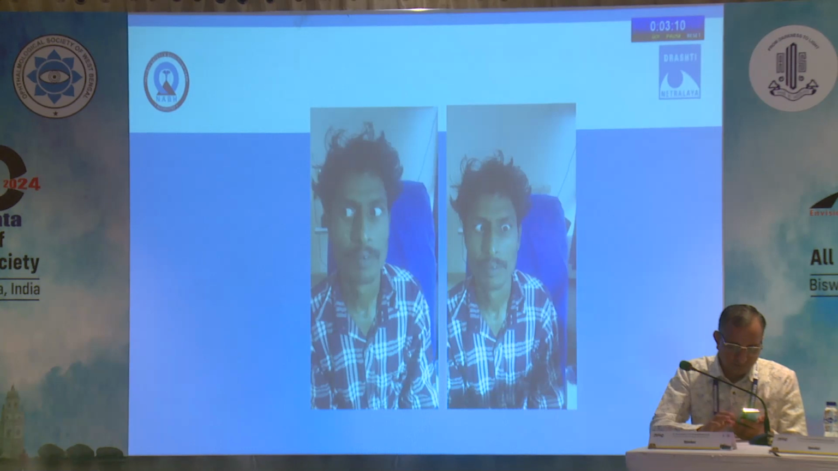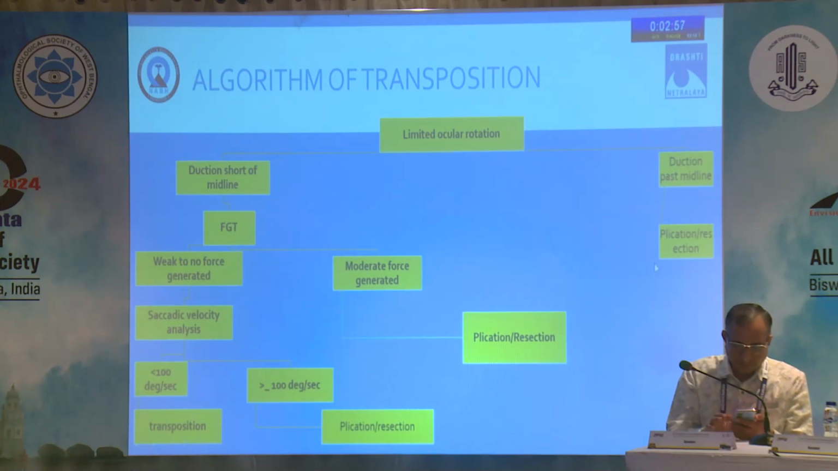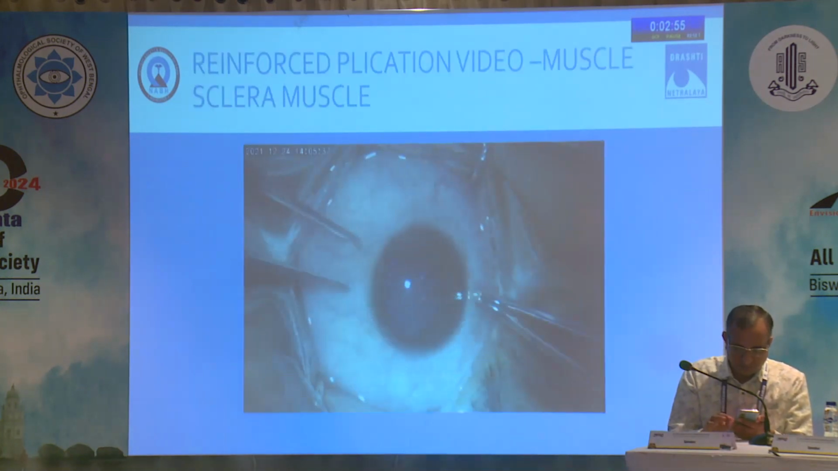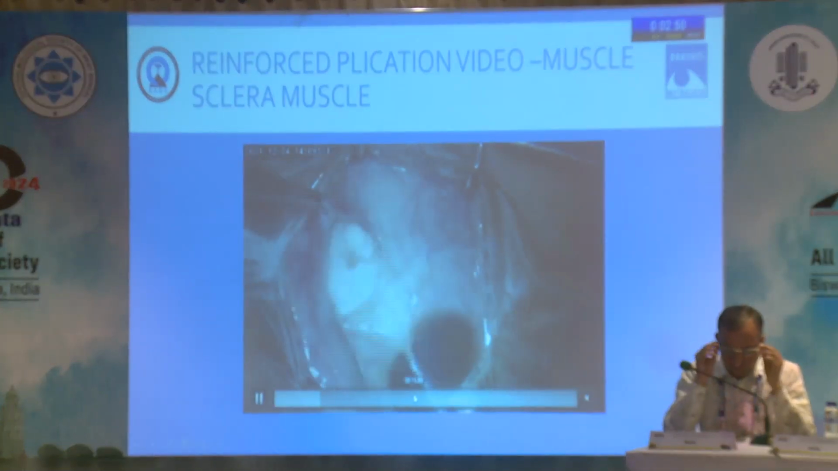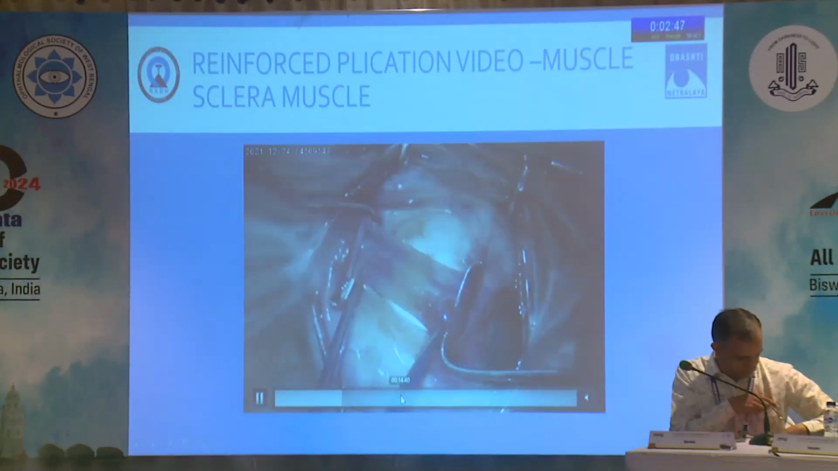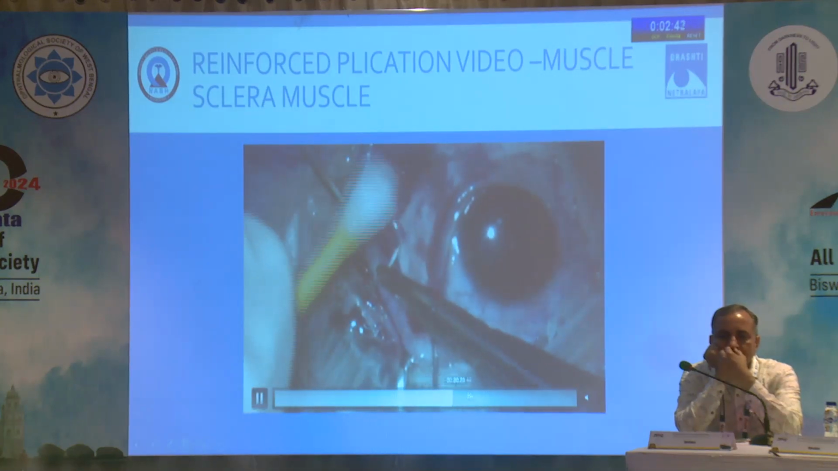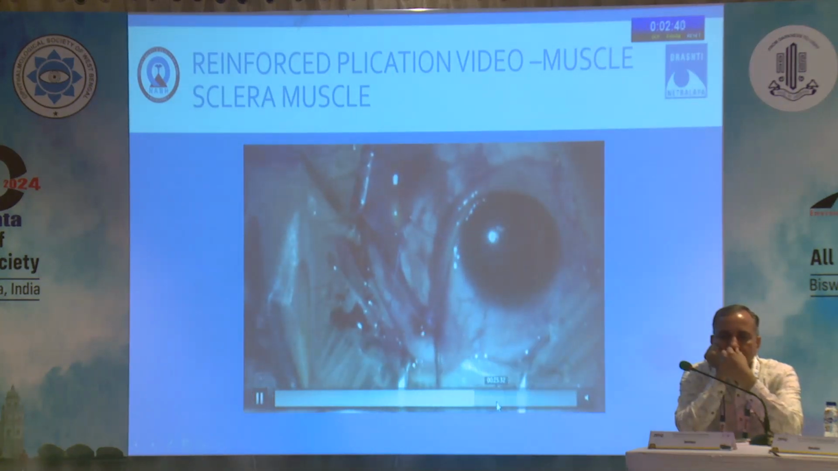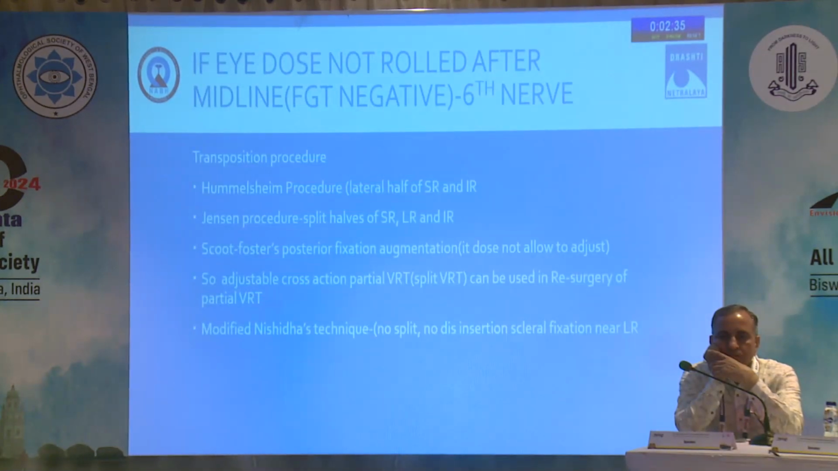So if we look at the horizontal strabismus, sixth nerve palsy, this is the algorithm for how you should go for the treatment. Duction short of midline, you can do FGT, and again duction past midline, you can do directly plication and resection. So this is the whole algorithm we can follow. Simple muscle. So this is the simple surgery shown for plication. Most of the people nowadays are doing plication rather than resection. So that is a very safe and effective management, but I prefer to do muscle sclera plication. That works very well in my hand.